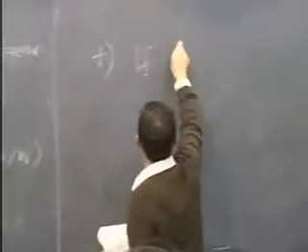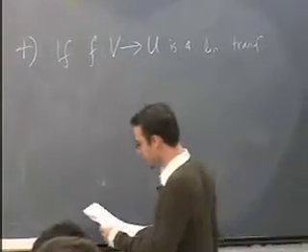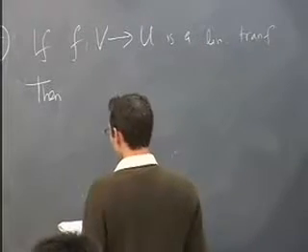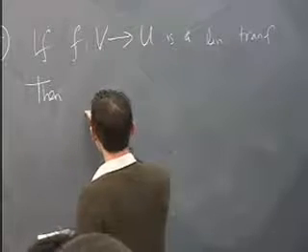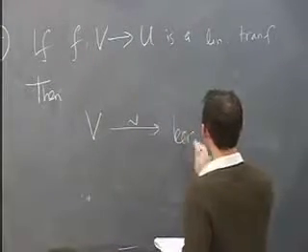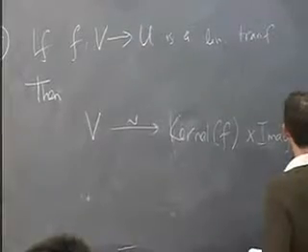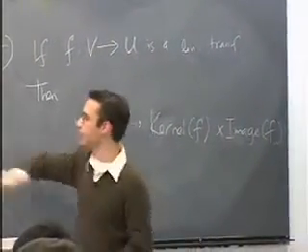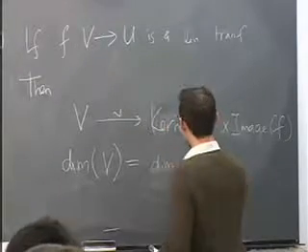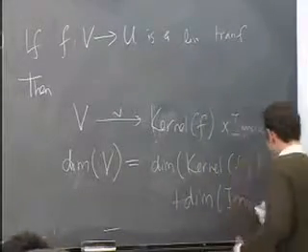Now let's use this result on a general linear map. So if f: V to U is a linear transformation, then two things are true. First of all, V is isomorphic to the product of the kernel of f with the image of f, and consequently, again, by the same argument as here, the dimension of V is equal to the dimension of the kernel of f plus the dimension of the image of f.